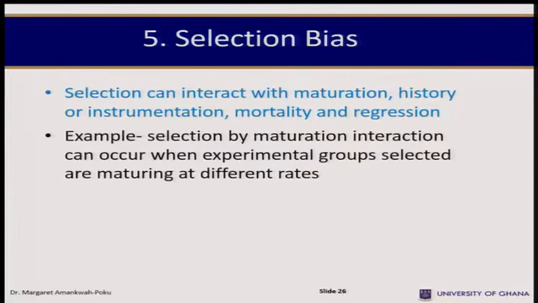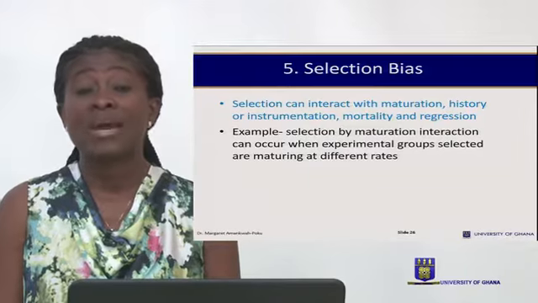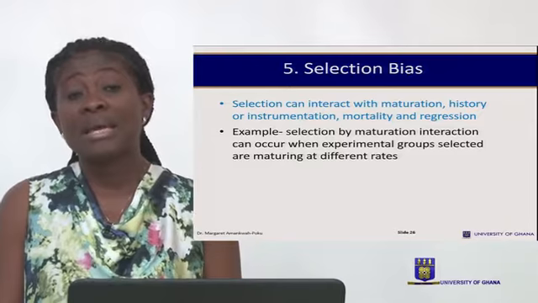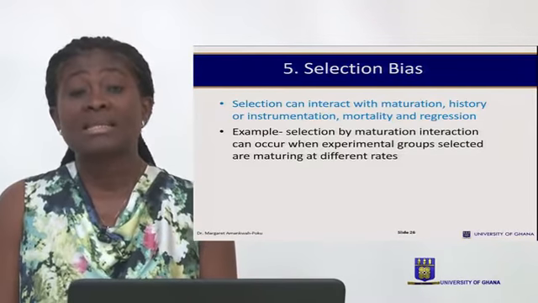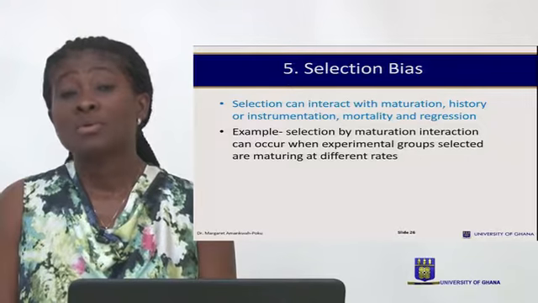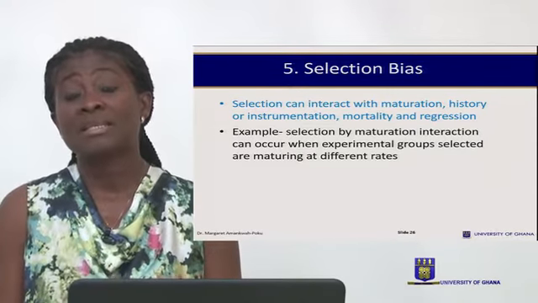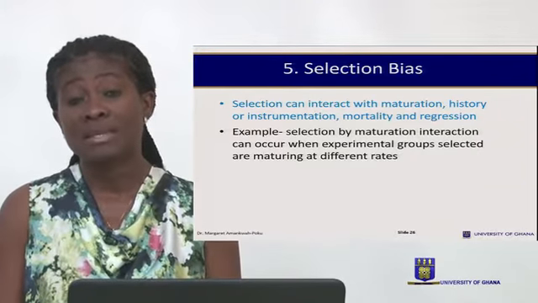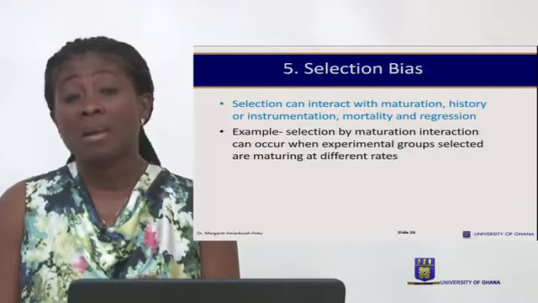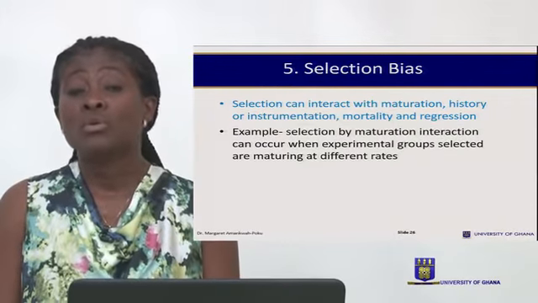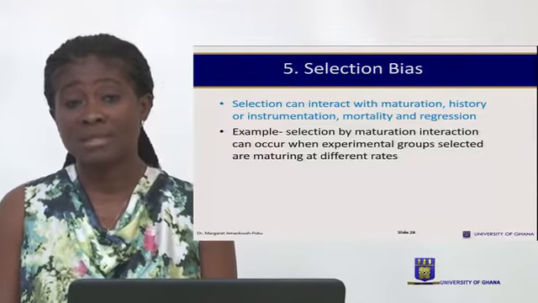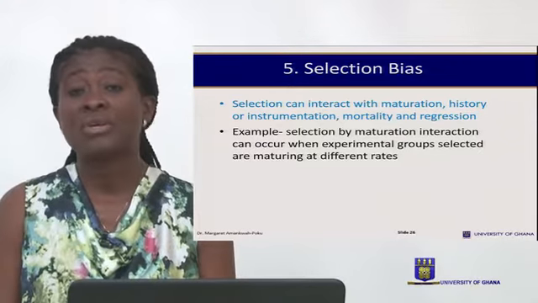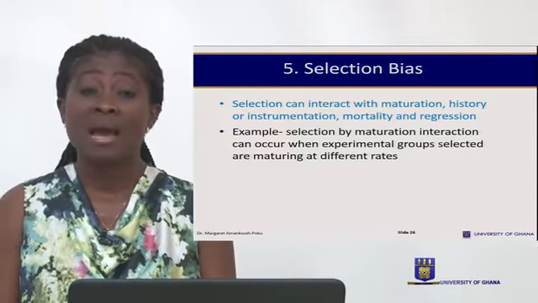So if, for instance, you look at the quasi-experimental design where I talked about the non-equivalent control group design, you notice that with the example I gave, participants are selected at different times, and so the initial differences that may exist between the two groups can also affect the outcome of the study. So at the end of the day, apart from the independent variable, those differences could also affect the outcome of the study. Now, selection can interact with maturation, it can interact with history, etc., to affect the outcome of a study.